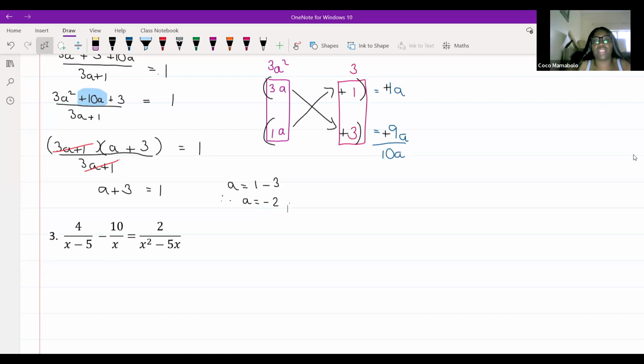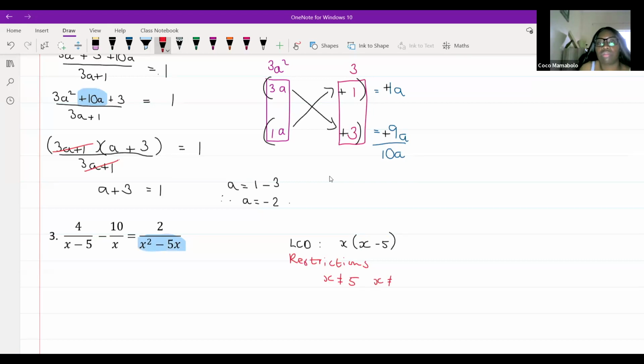Good stuff, that's exactly what we're looking for. That's it, Princess. All right, good, we know that. Remember our default setting, guys. Always check for HCF first. I know that I can factorize that by taking out an HCF of x. So I'm then going to end up with an LCD of x and x minus 5. What are my restrictions? X cannot equal 5, and x cannot equal what?